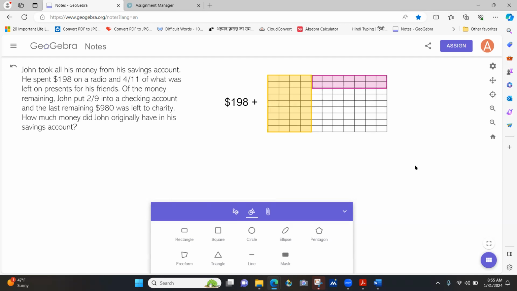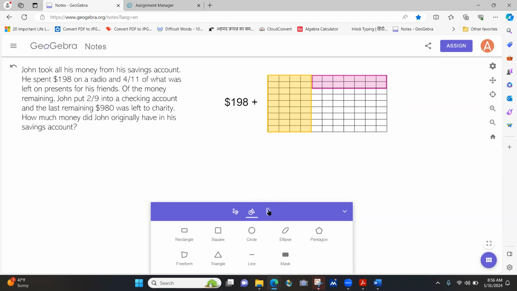His last remaining $980 was donated to charity. This has to be the $980. These white pieces must represent $980. Now, how many pieces are here? If you carefully count, guys, this is 7, 1, 2, 3, 4, 5, 6, 7, and this is 1, 2, 3, 4, 5, 6, 7. This is a 7 by 7 rectangle, or this has 49 little white rectangles.